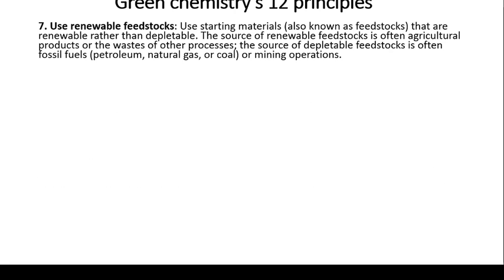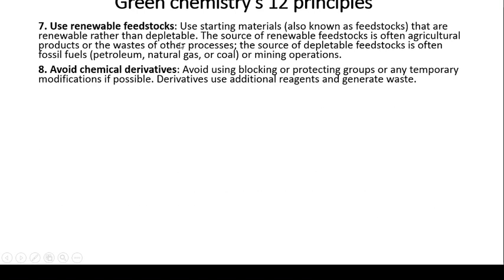Next comes the use of renewable feedstocks. Different renewable sources, such as those in agriculture, as opposed to petroleum, natural gas or coal as fossil fuels, or mining operations, are used as feedstocks, and renewable feedstocks are used maximally in green chemistry. It also avoids using chemical derivatives, so it avoids using blocking or protecting groups or any temporary modification if possible. Derivatives use additional reagents and generate waste.